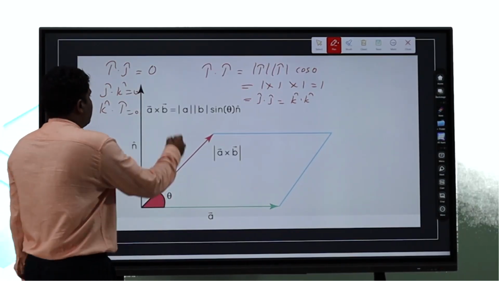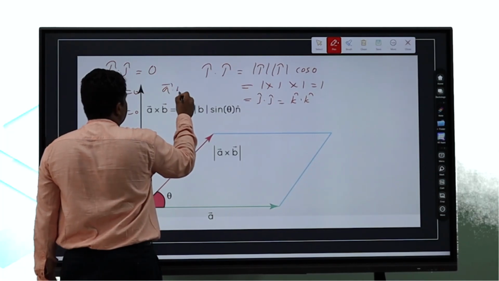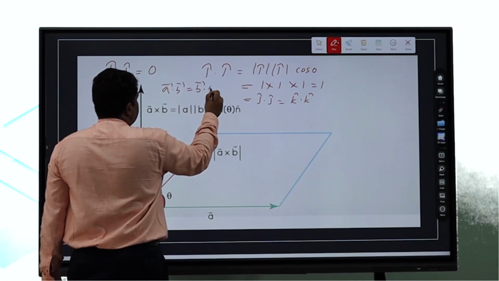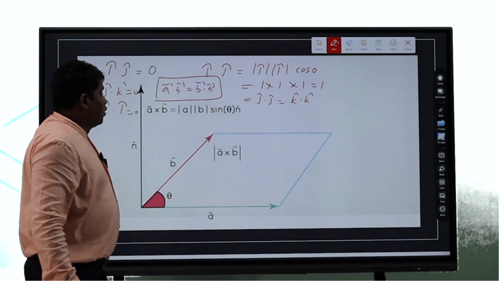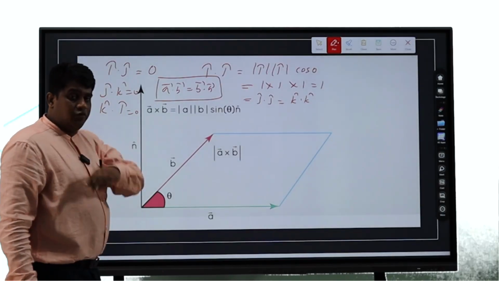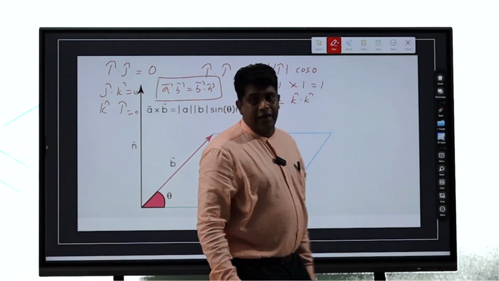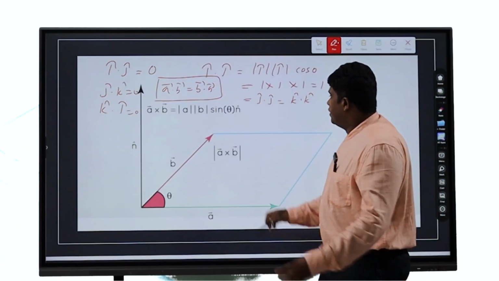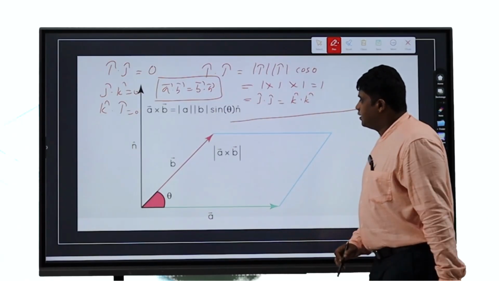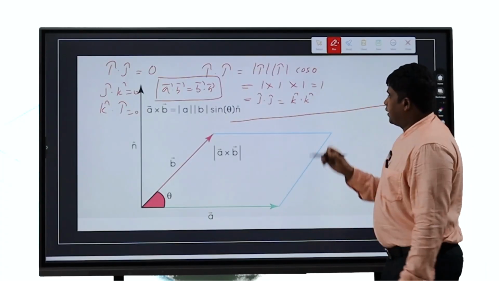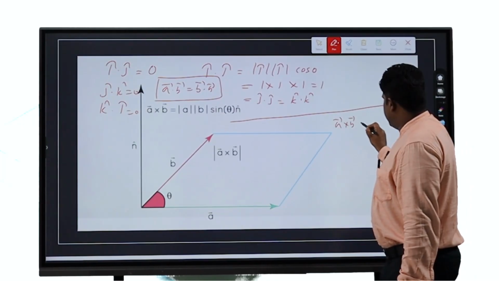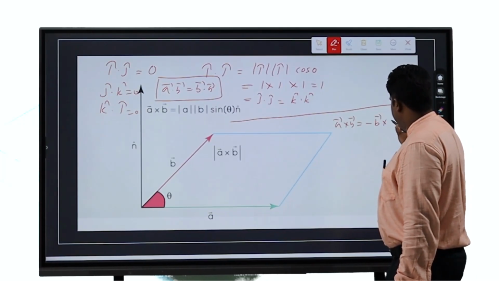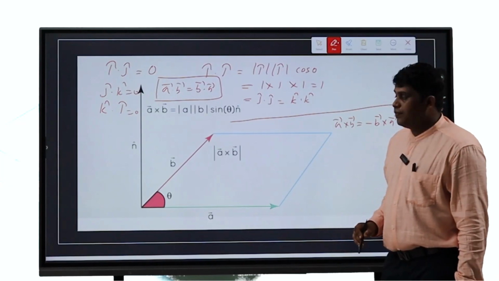We have a dot b is equal to b dot a. That is, dot product is a scalar, so dot product is commutative. A dot b is equal to b dot a. But what about cross product? Cross product is not commutative. A cross b is equal to minus b cross a. It is not commutative.